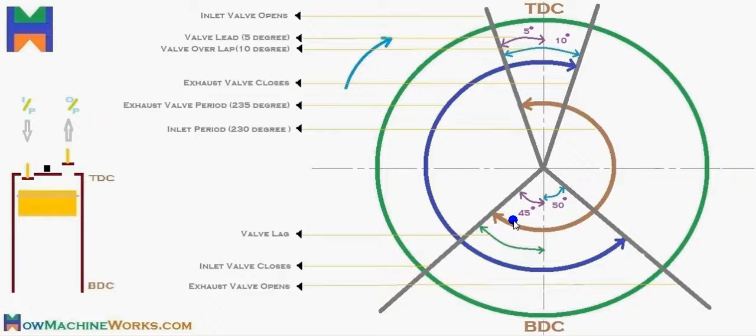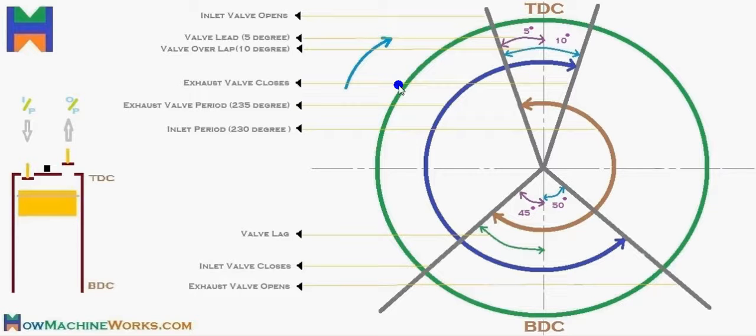Now let's see the exhaust period. You can see this blue semicircle is showing the exhaust period, and if we follow the line, we can see that the exhaust period is 235 degrees of crankshaft rotation. In the theoretical concept, the exhaust valve should open at BDC, but we can see here the exhaust valve opens before BDC at this point. Here, at this line, the exhaust valve opens 50 degrees before the BDC. So this 50 degrees is known as the valve lead, and theoretically it should close at top dead center, but it is closing after the top dead center.